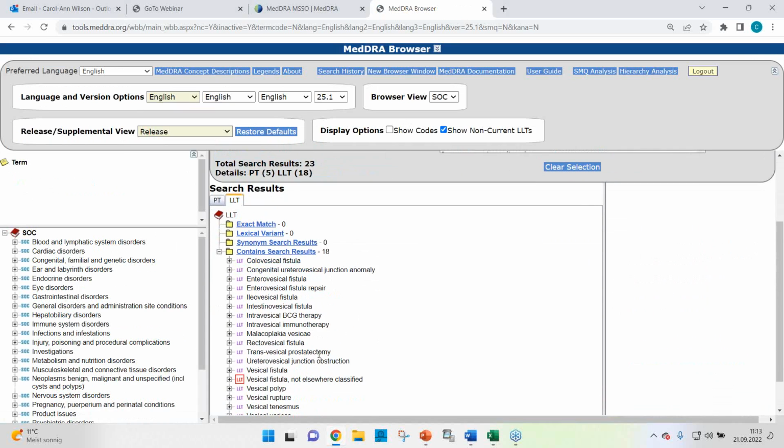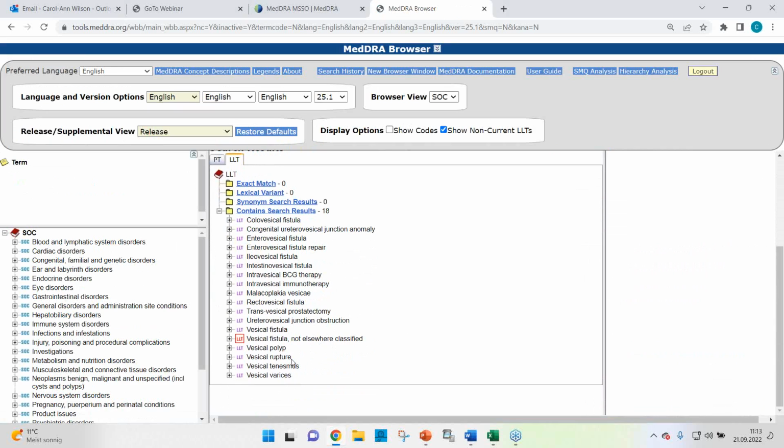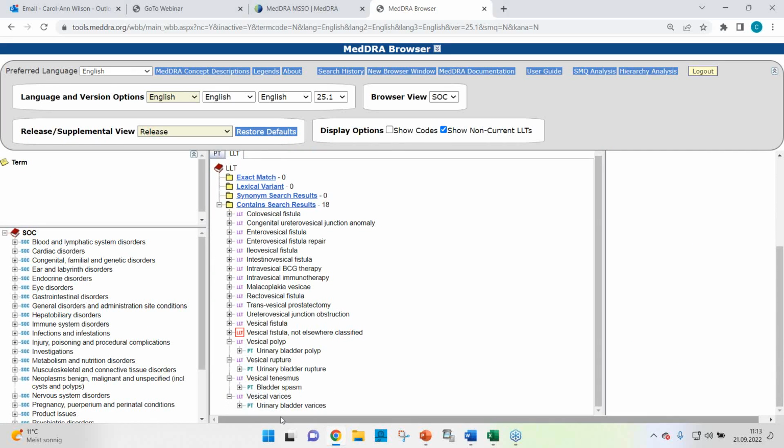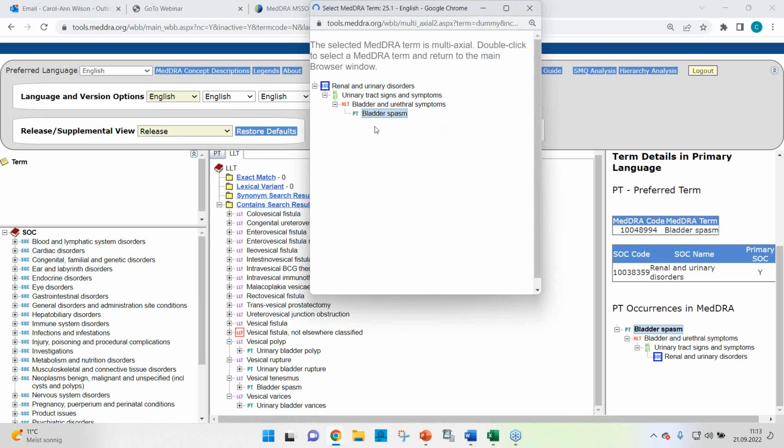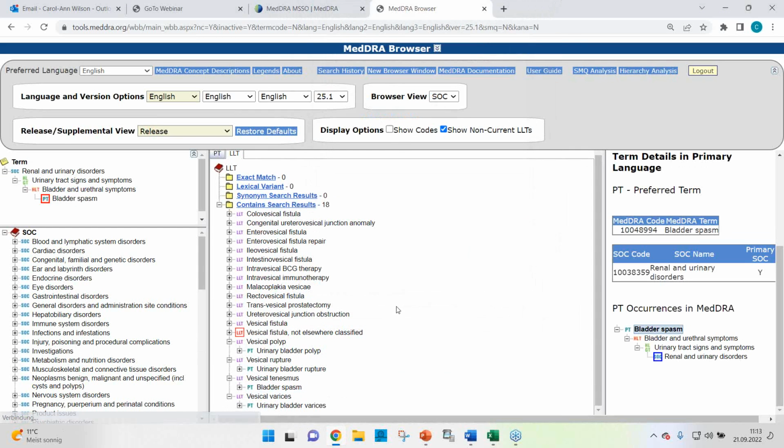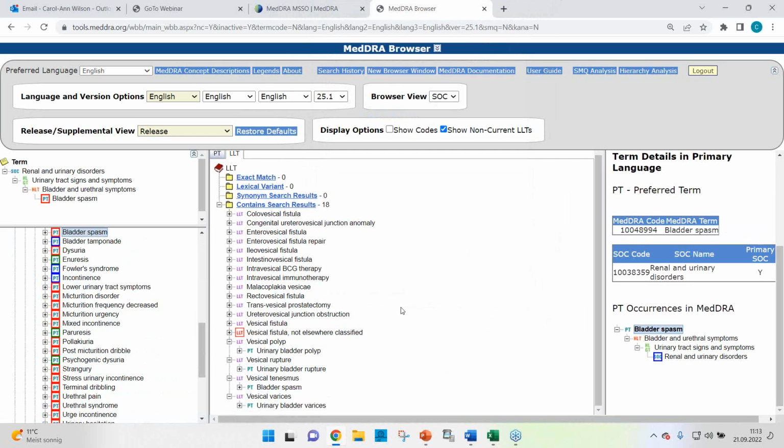I see that we have several: vesical polyp, vesical rupture, vesical tenesmus. Let's see: urinary bladder polyp, urinary bladder rupture, bladder spasm, and vesical varices, urinary bladder again. And bladder spasm, if I go to the browser, is grouped under the renal and urinary disorders SOC. So vesicle is considered a urinary bladder condition in MedDRA.